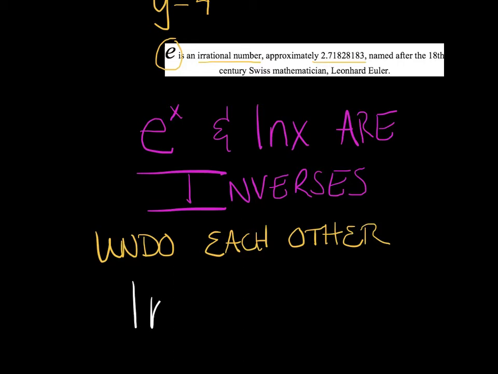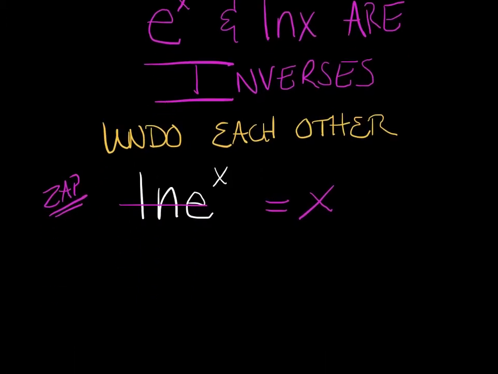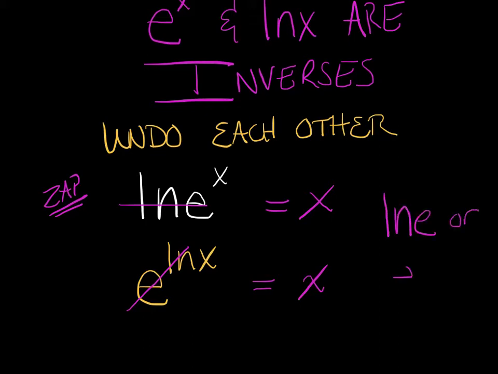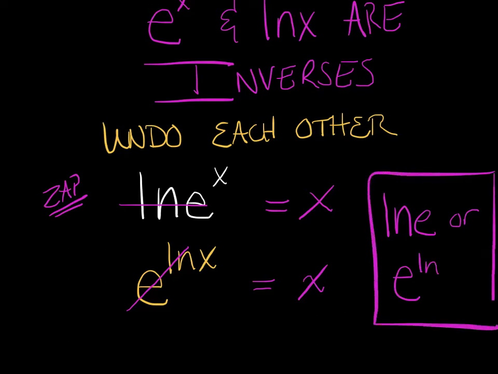For example, the ln of e to the x. Well, since the ln and e undo each other, basically these zap out and we're left with just x. And we like to call that the zap rule, when they undo each other. Now, let me show you another example. e raised to the ln of x. Okay, so these two are going to zap out, and I'm left with x. Now, they have to be in that order to zap each other out. So again, I have to have the ln of e or e to the ln. So let's kind of box that in.